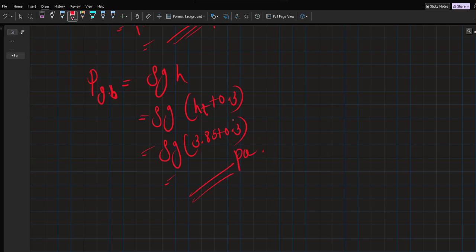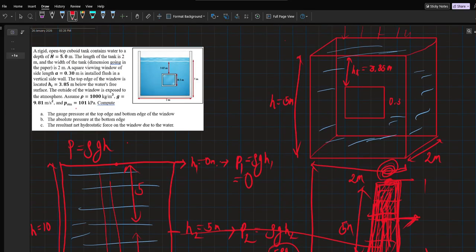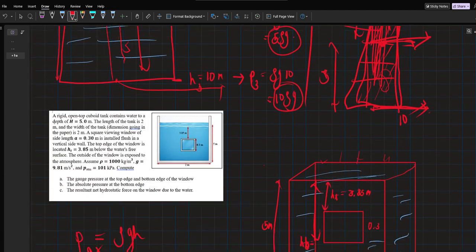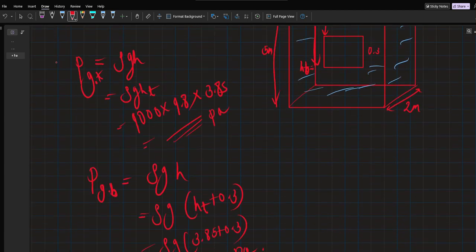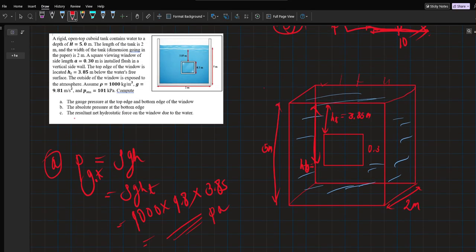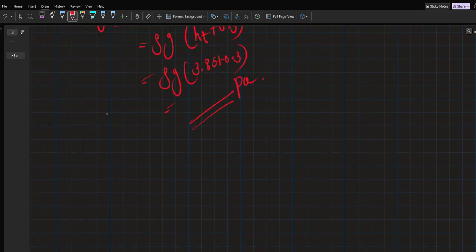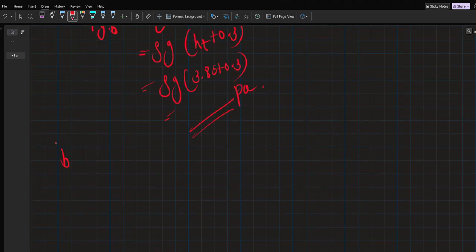Okay. These two were the part A. Now coming to the part B. Part B said the absolute pressure at the bottom edge. Now, how do you find the absolute pressure? P abs. Let's take it absolute.